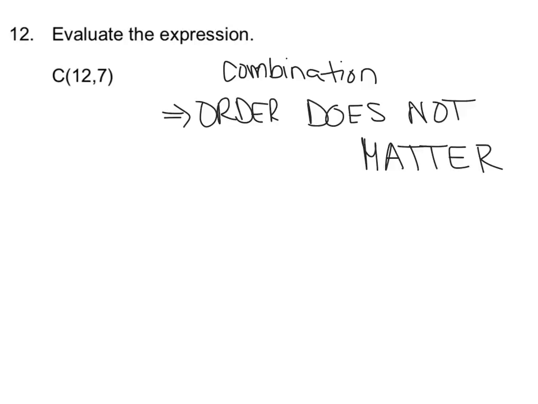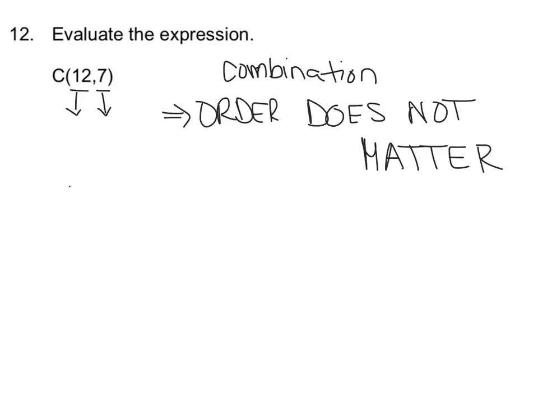Evaluate the expression C 12 choose 7. C represents combinations. A combination is when you're selecting a number of objects from a group of objects when the order in which you select does not matter. Here we want to calculate selecting 7 items from a group of 12 items. So we have 12 things and we're only selecting 7.